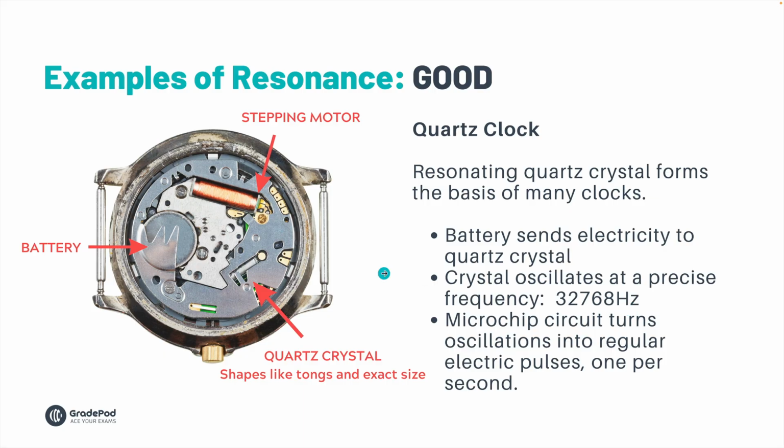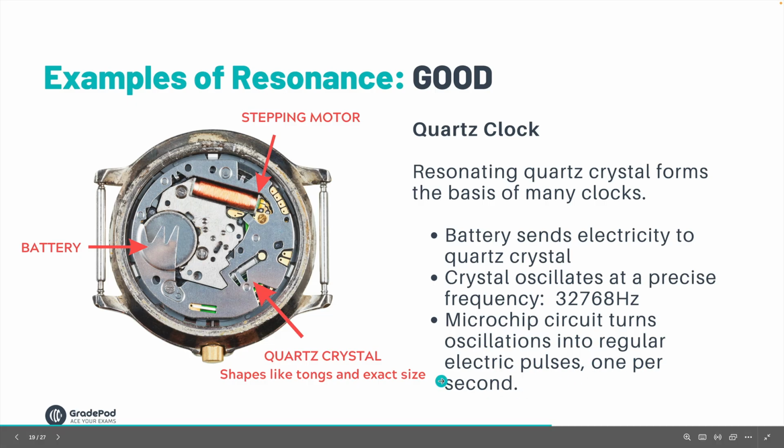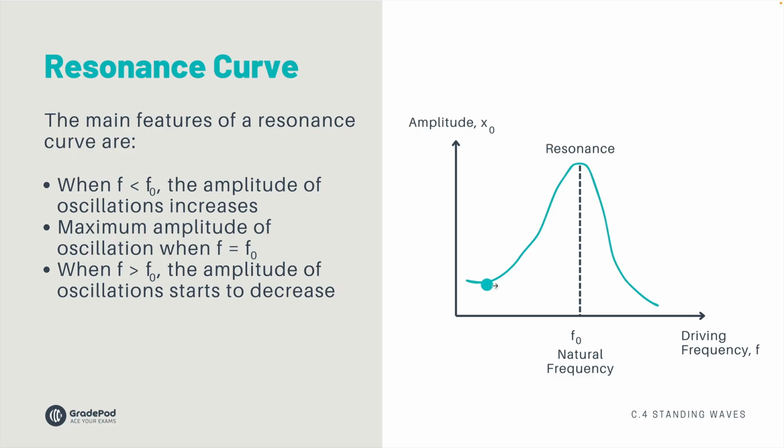32,768 Hz. So every second, this stepping motor sends 32,768 Hz to the quartz crystal. Why that exact number? Well, that's the natural frequency of this quartz crystal. And if you drive a quartz crystal at its natural frequency, then it will resonate. And that resonance causes a microchip circuit to turn oscillations into regular electric pulses, which is 1 per second.